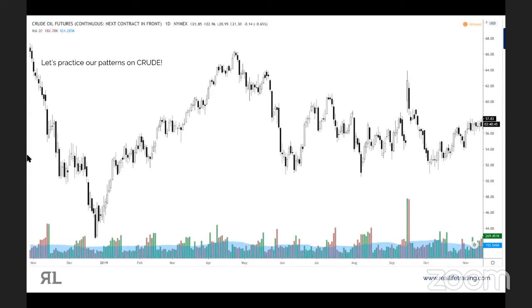So here's crude oil. Let's go practice some of our patterns that we've learned tonight on crude. Here's a double top. Beautiful pattern there. Here's a double bottom. Look how perfect that double bottom is. Look at that. Small bearish high wave candle right at the neckline. What a great place to take a breakout.